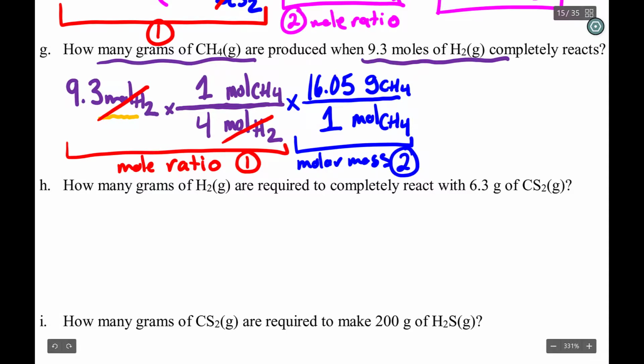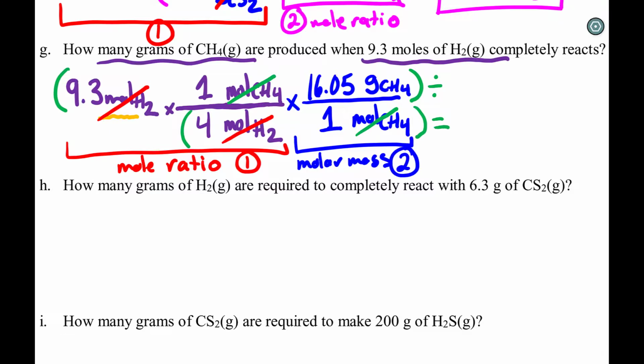The moles on top cancels with the moles on the bottom. I put everything in the numerator in one set of brackets. I hit divide. I put everything on the bottom in one set of brackets, and I hit equals. And I get an answer of 37.31625 grams, but with significant digits, it's only 2, and I will leave it as 37 grams of CH4.